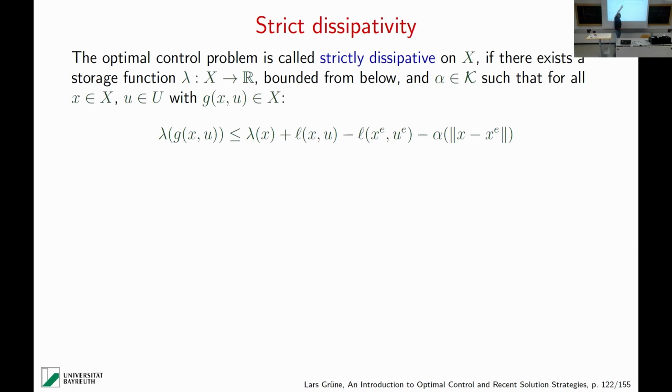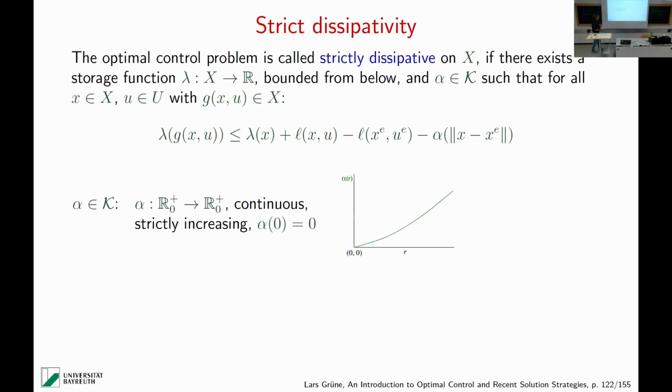this inequality tells you that the energy after one step is less or equal than the energy we had before, plus something, which is this term here, which is supplied from the outside, supplied or extracted, plus some dissipation term. So this alpha term here is always negative unless we are in equilibrium. So this alpha function would be the function that is 0 at 0 and then increasing.